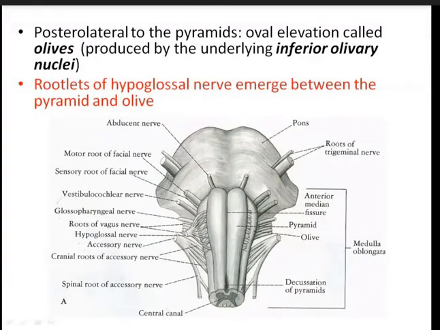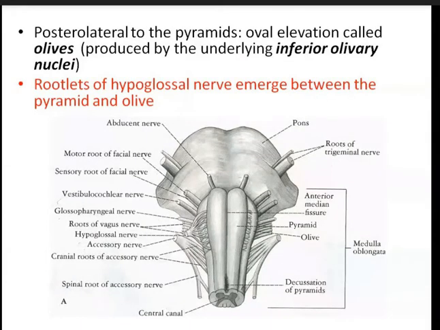Posterolateral to the pyramids is the oval elevation called the olive. Here we can see the elevated area, the oval elevation on the lateral aspect of the pyramids, that is produced by the underlying inferior olivary nucleus. So that oval elevation is known as the olive.